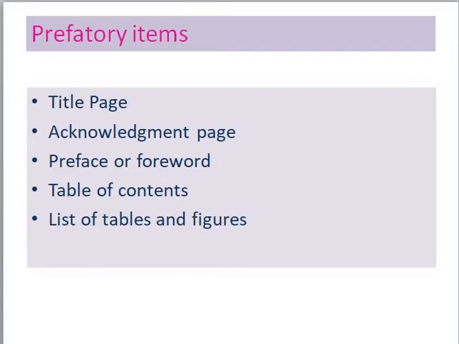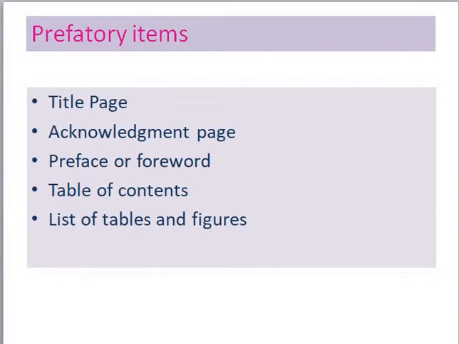In your prefatory items, we have mainly the title page, acknowledgement page, preface or foreword, then table of contents, list of tables and figures. These items or pages will be there in your first part. That is, when we have a project report or a book and we turn over its pages, we can see there are certain pages which give the title of that book or project. Then some acknowledgement pages.